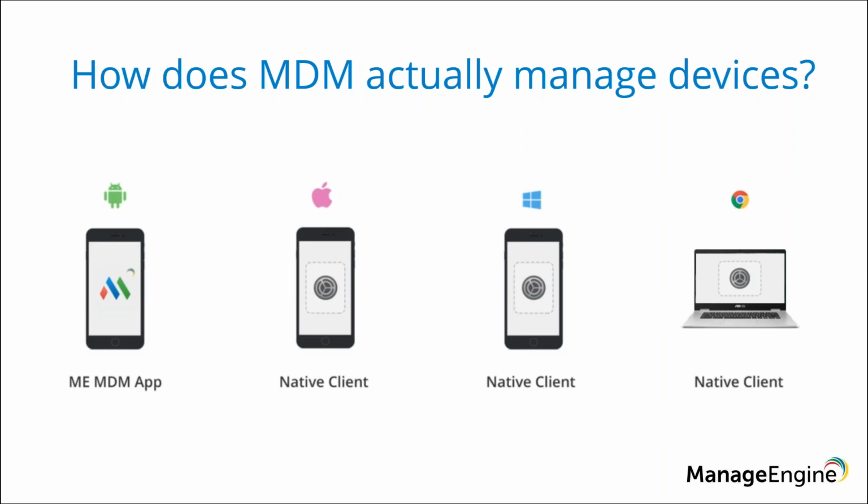For Android, you need to have an ME MDM app installed on the devices, which is mandatory. But in case of iOS, Windows, or Chromebooks, you don't need to install the MDM app for management. We leverage the native MDM client, which is already present in the OS itself, which means you just need to have the MDM profile created on these devices to manage.